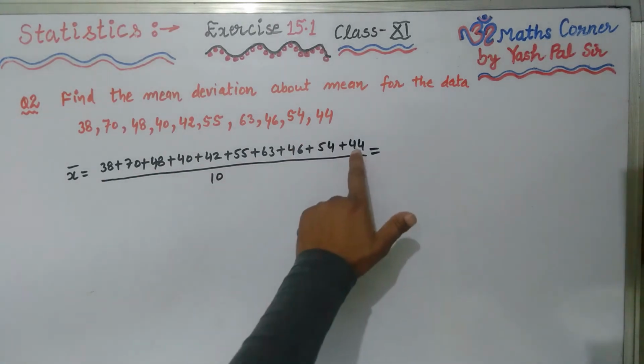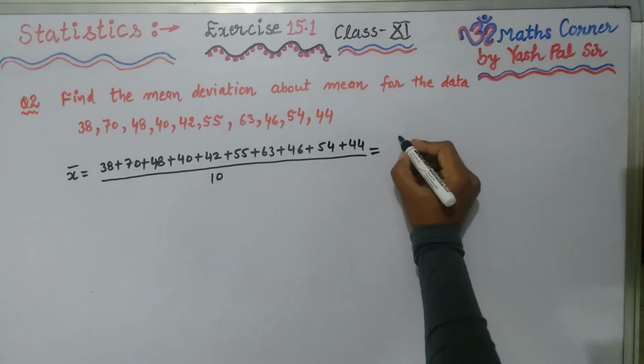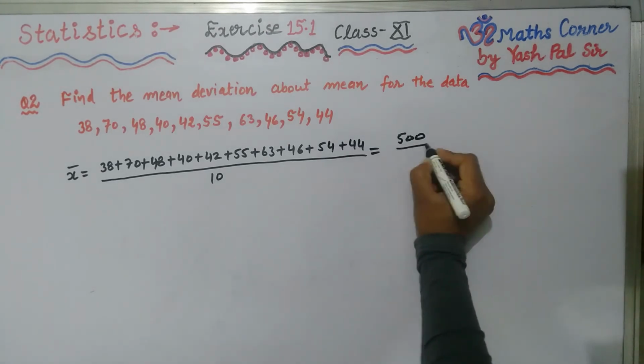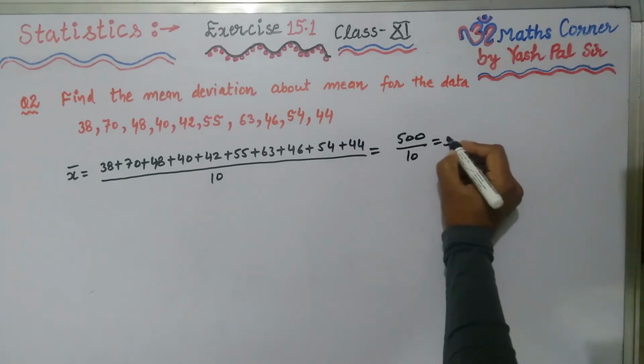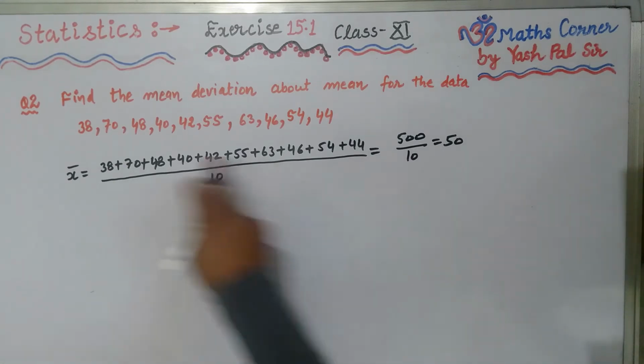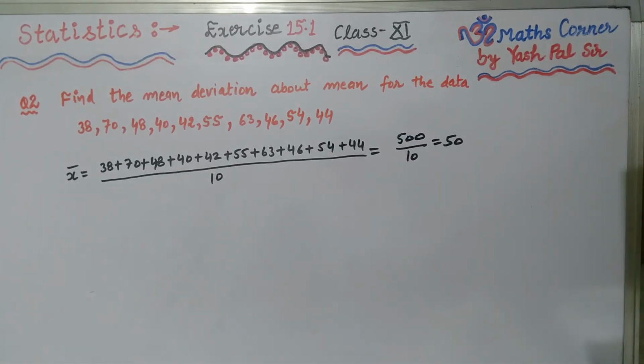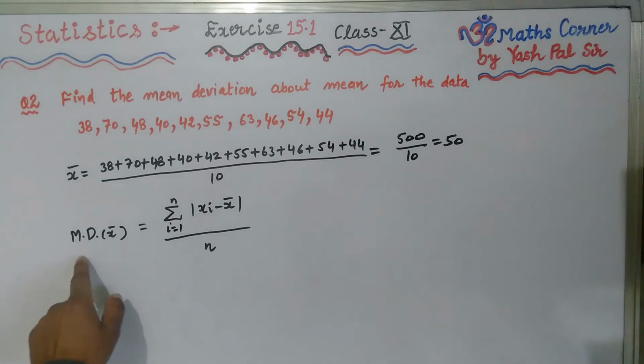So what is the sum? The sum is 500. 500 divided by 10 is equal to 50. So 50 is the mean. Now how to find the mean deviation about the mean? First of all, we write the formula for the mean deviation about the mean. This is the formula. Now we prepare the table.